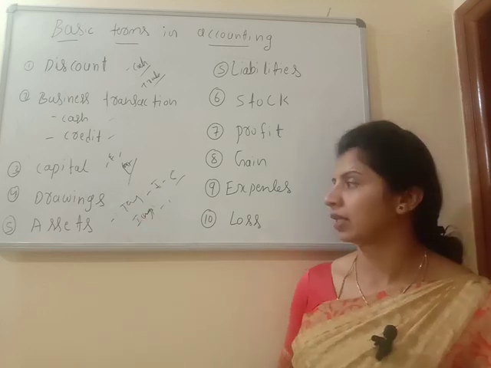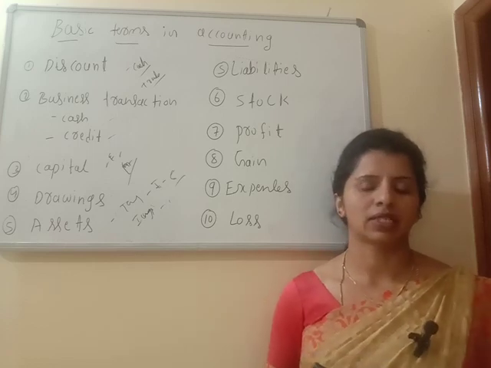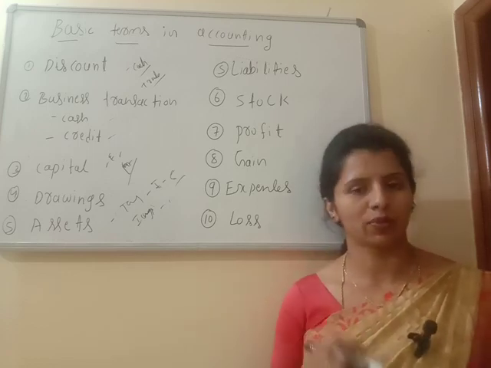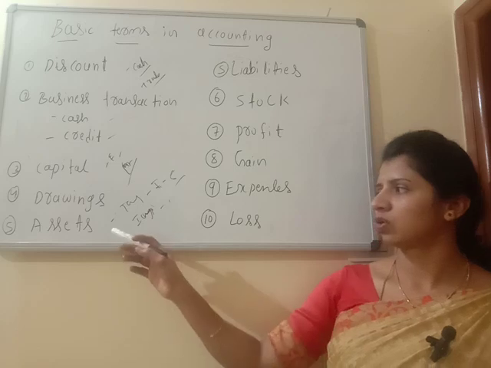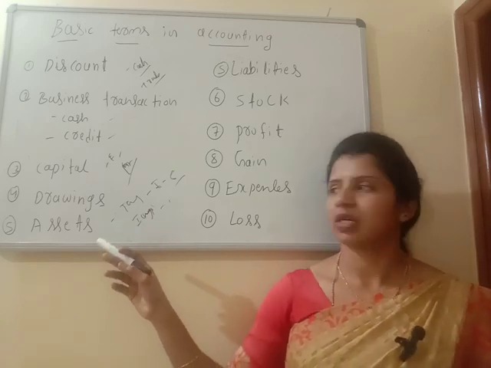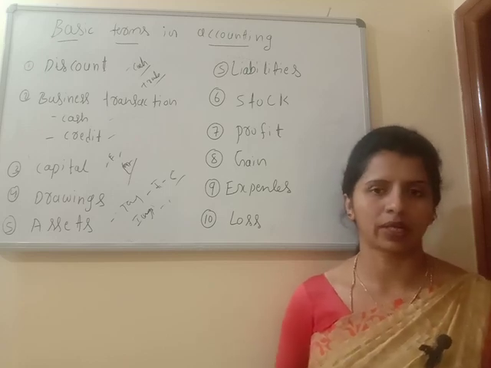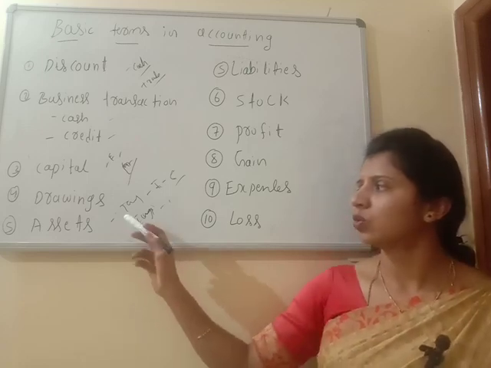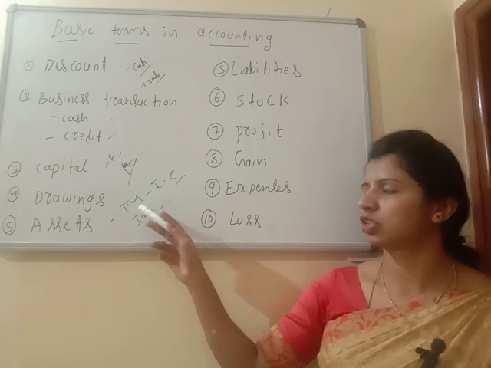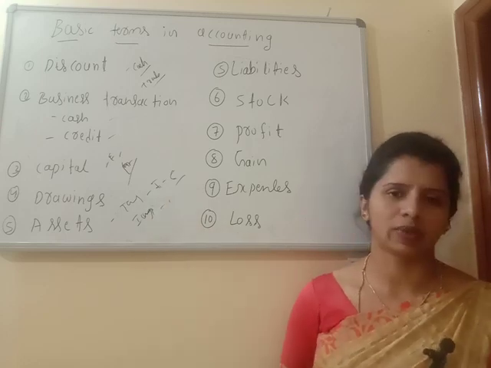Next one is assets. Assets is a most important thing in every business organization because without assets we can't do anything. So assets is the economic resource of the company. It contains two types of assets. First one is the tangible assets, another one is the intangible assets.